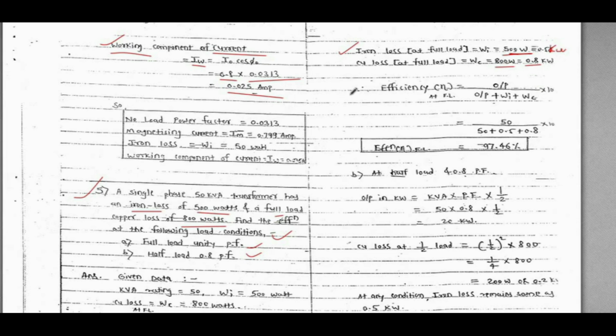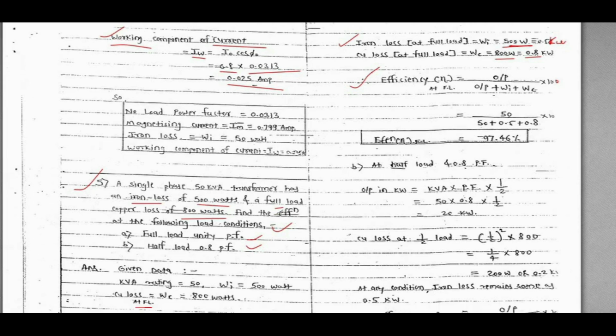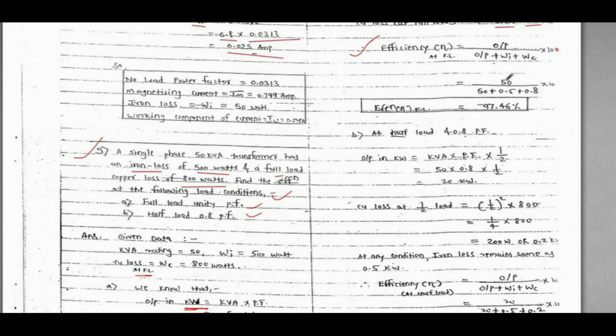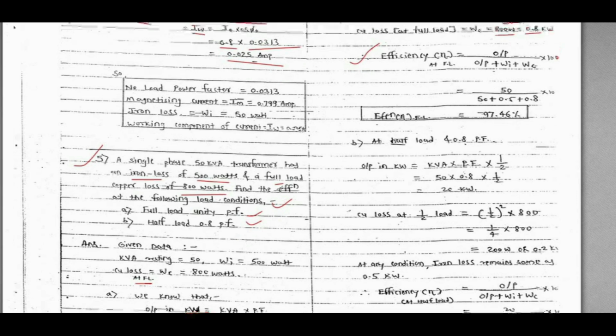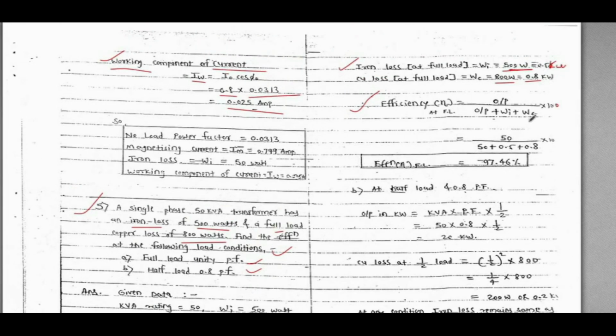Then we will calculate efficiency at full load. The formula is output divided by output plus Wi plus WC, into 100. Output power we have calculated, that is 50. Wi, the iron loss, is 0.5 and WC is 0.8, into 100. If you calculate this, you will get efficiency at full load 97.46.